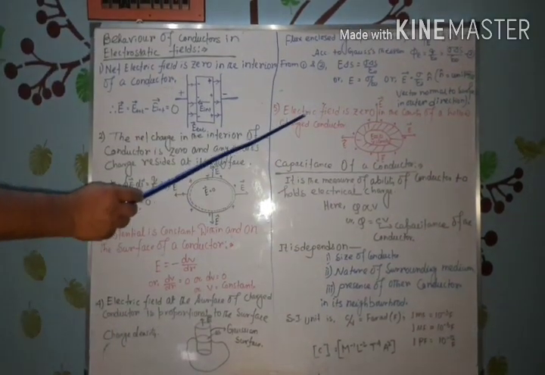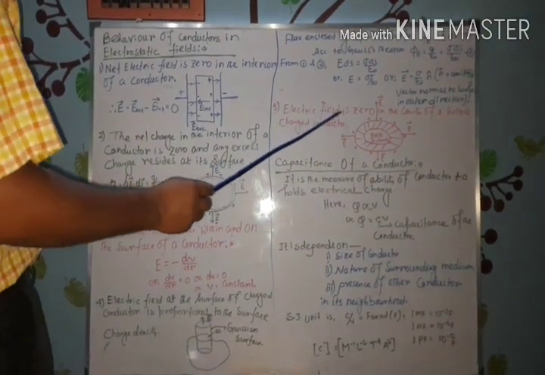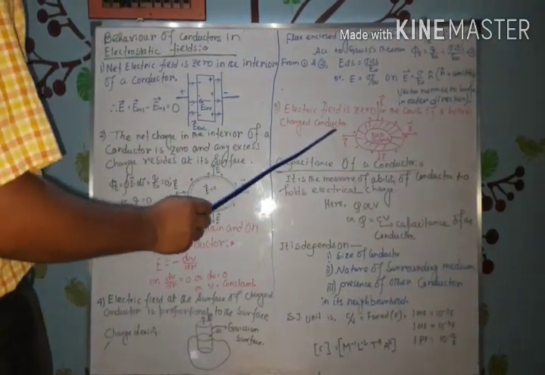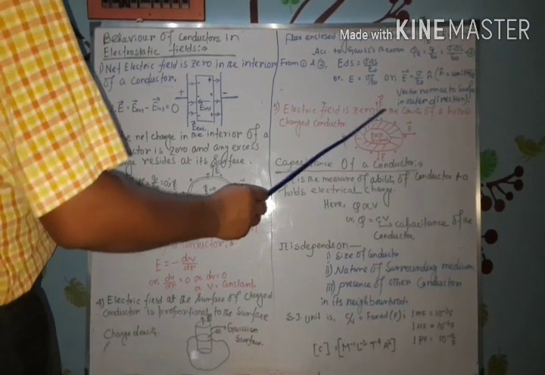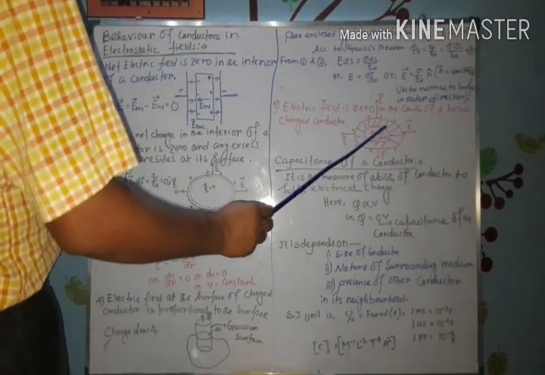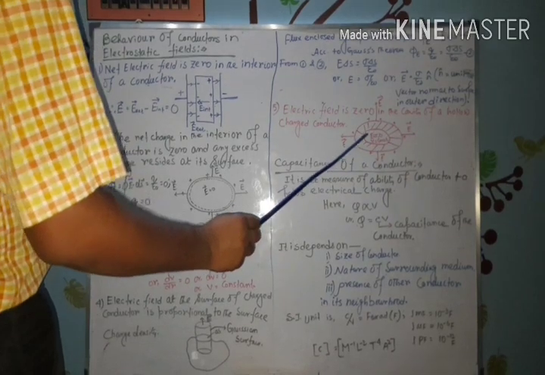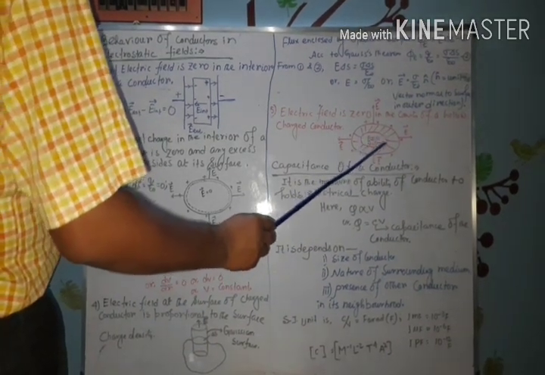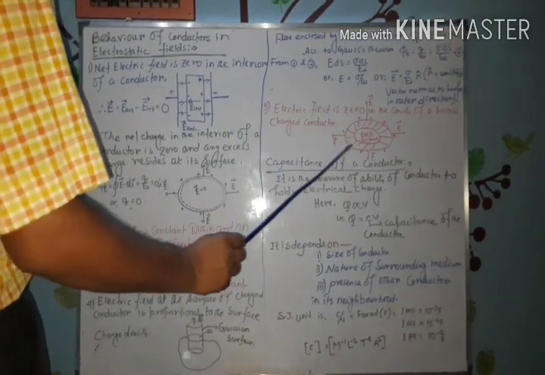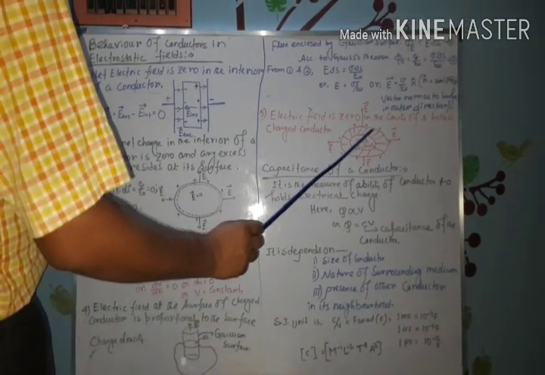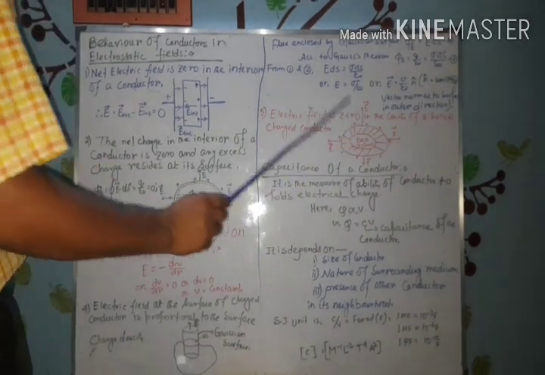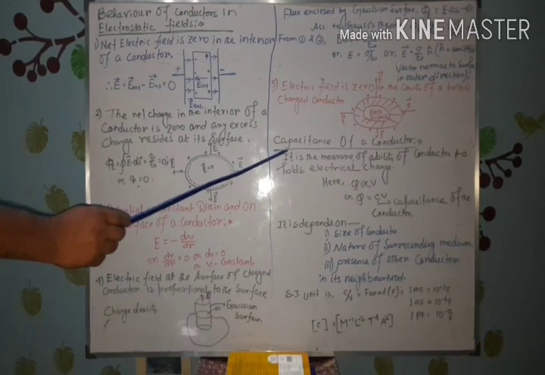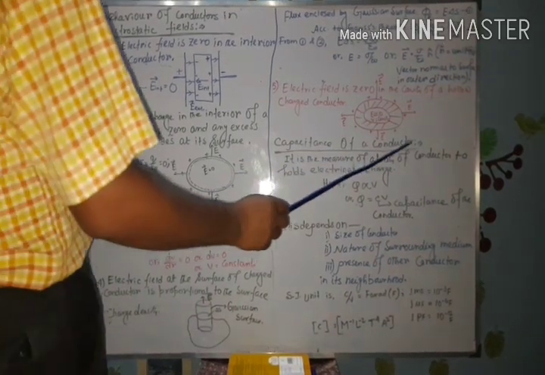And lastly, the electric field is zero in the cavity of a hollow charged conductor. So this is a hollow charged conductor and this is the cavity. Within this cavity, remember always the electric field is 0 and the potential is constant. This is also important for 1 mark short questions. Remember it.